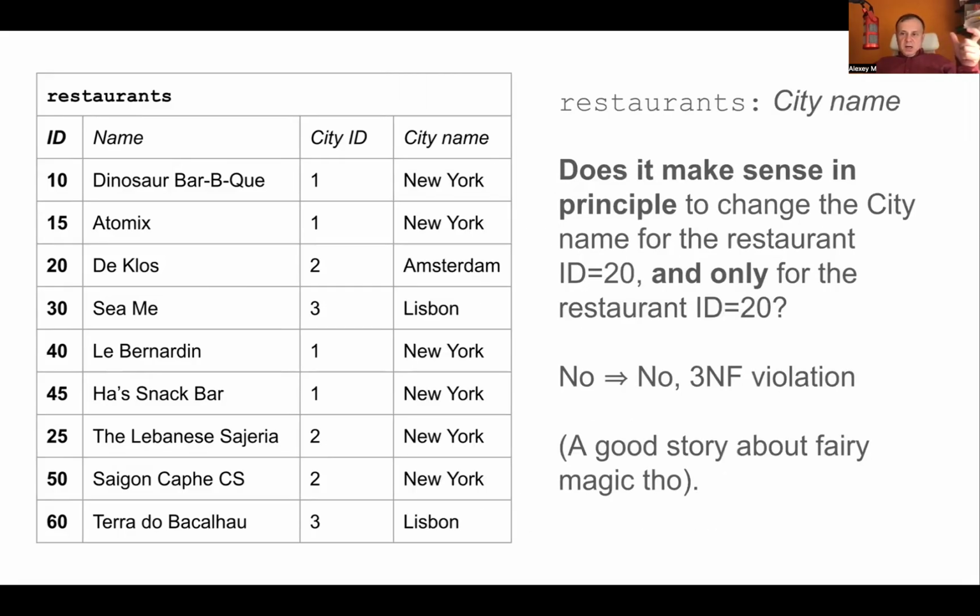Before looking at city ID, let's look at the city name column. Suppose that we were presented with a table that has this column, right? So we know that the city name corresponds to the city ID, right? Does it make sense in principle to change the city name for a certain restaurant and only for this restaurant? The answer is no, and that's why the city name column in the restaurants table is in violation of third normal form.